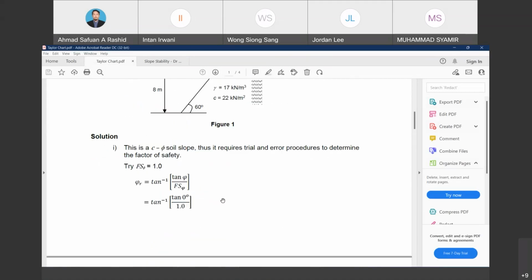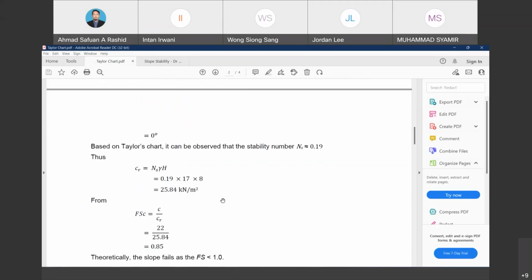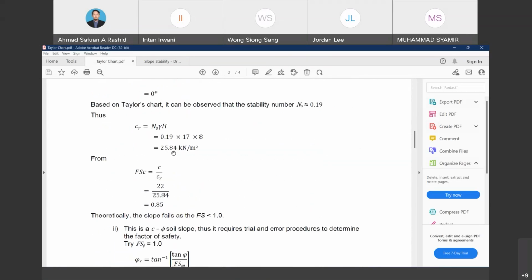With the C equal to 22, 22 divided by 25.84 becomes 0.85. Because the phi is equal to 0, there is no need for us to increase the factor of safety value for the FS phi, because it will become 0 as well. So the phi r will become 0. Then we can conclude that the slope fails as the factor of safety is less than 1. So that is for the first example.